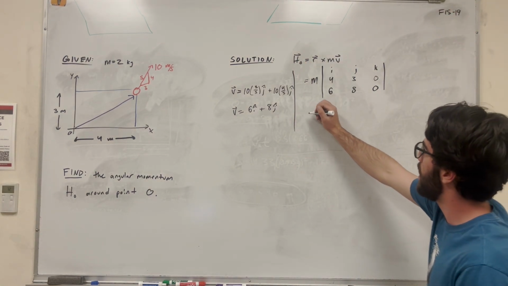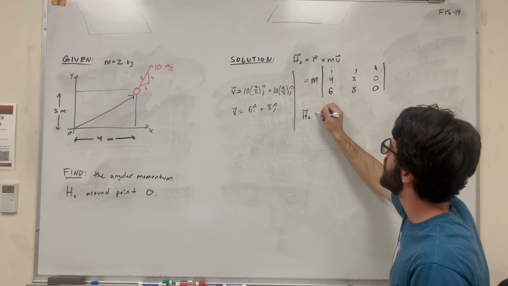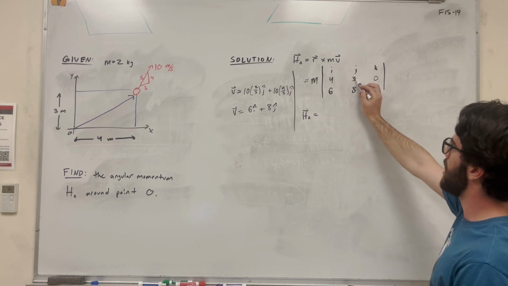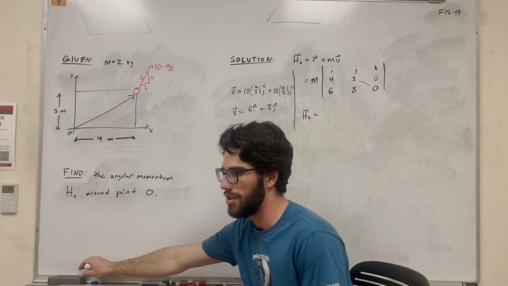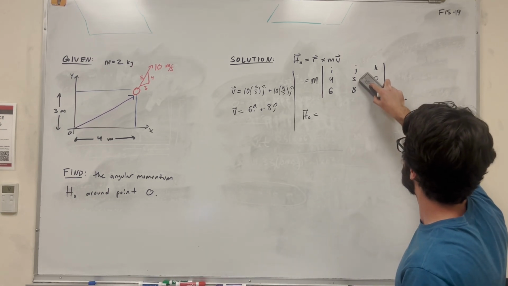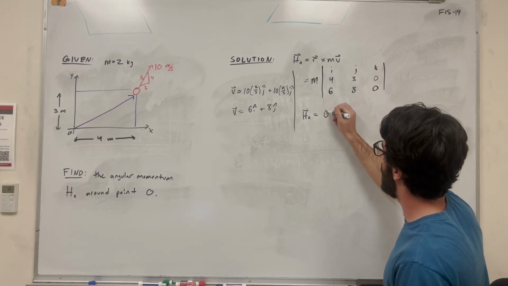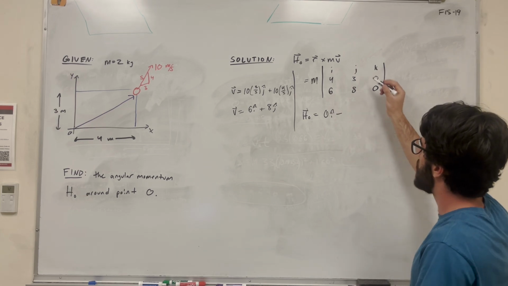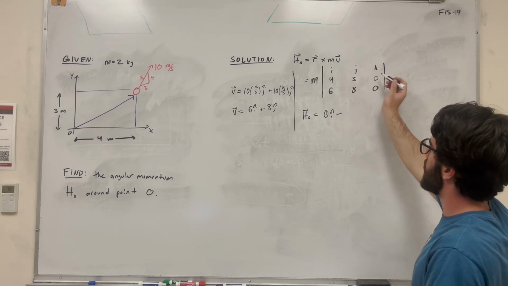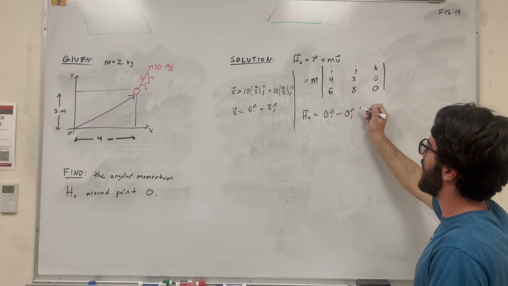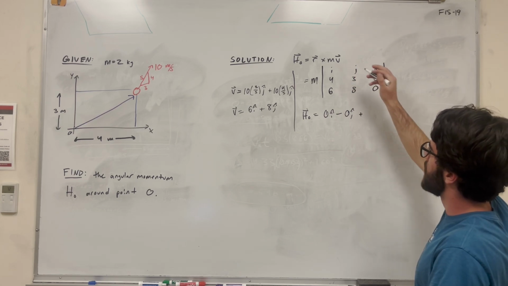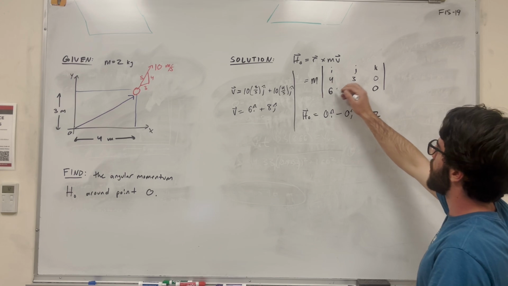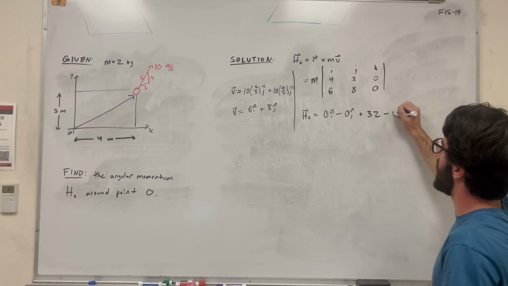So let's go ahead and do that. So if we look in the i direction, it's going to be 3 times 0 minus 8 times 0. Obviously, going to be 0 in the i direction. So we're going to get 0i. And we're going to subtract j. 4 times 0 minus 6 times 0, it's going to be 0 again in the j direction. And then finally we get to z. So we're going to take 4 times 8, so that's going to be 32. And we're going to subtract 6 times 3, which is 18.